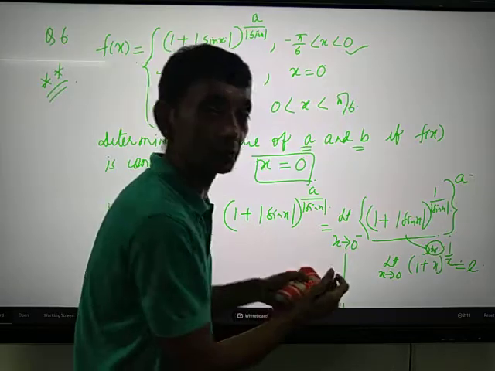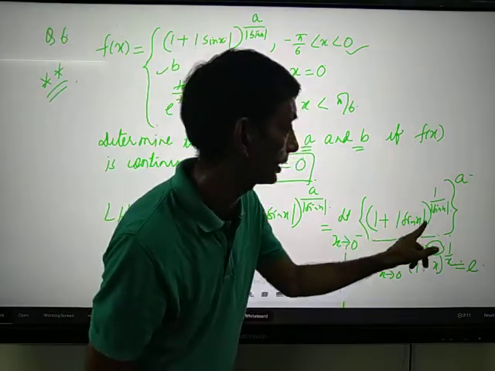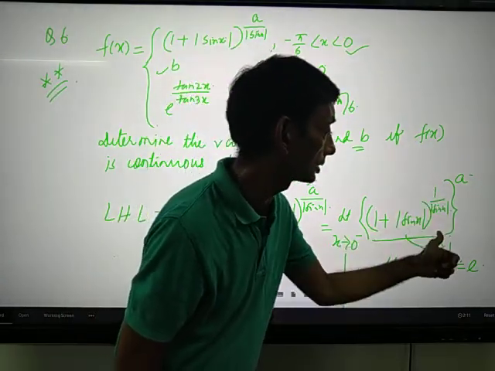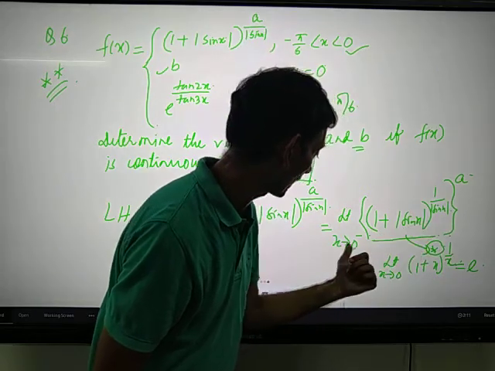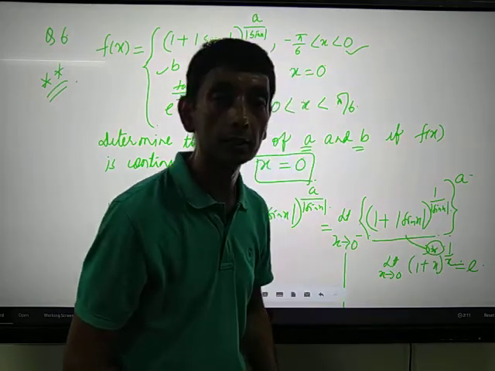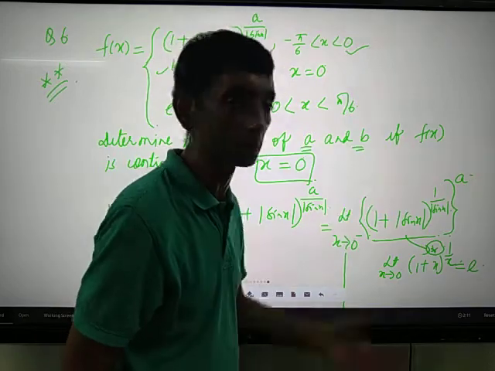Therefore, limit x tends to 0, 1 plus mod sin x to the power 1 by mod sin x. This will be e, because for x approaching 0, we know that sin x also approaches 0.